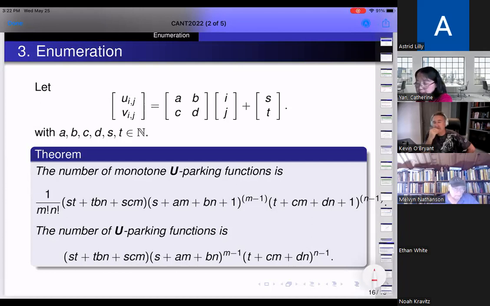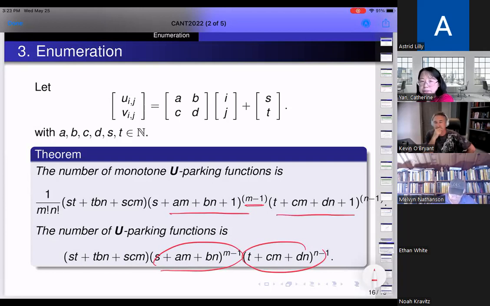Something interesting to see is that for the general parking functions, we have powers here, and for the increasing ones, we have the upper rising factorial. Not surprisingly, that's what you expect to see, because that relates to some binomial coefficient kind of thing.